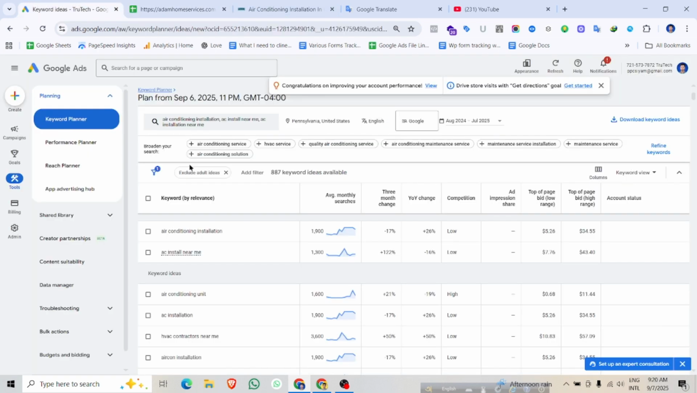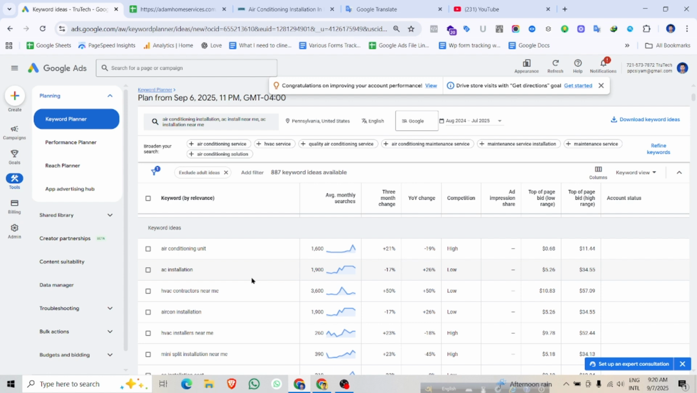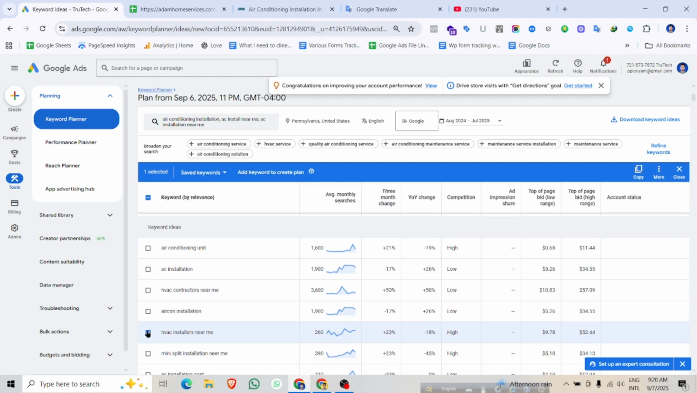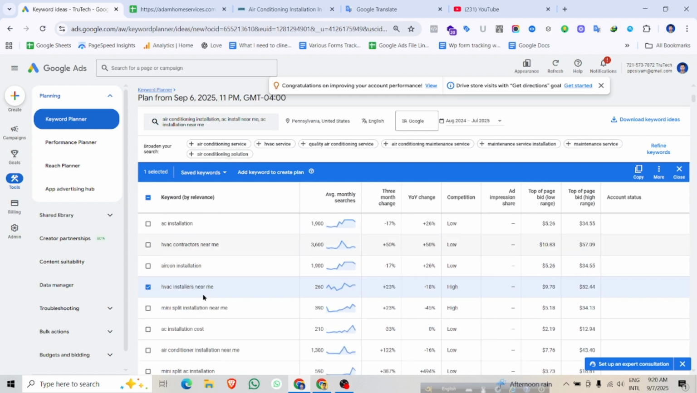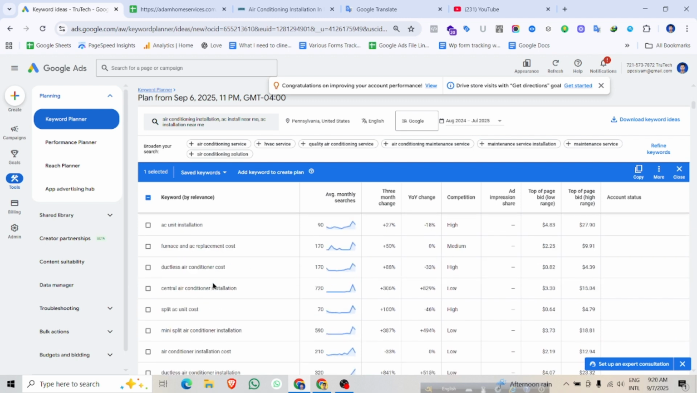And now, air conditioning unit. This is another one: HVAC installation. I could include it, and HVAC contractors, but the intent is not clear. Our intent is only AC installation. When you add this type of keyword, your ad budget goes very high. So you need to make a laser-focused campaign if possible.